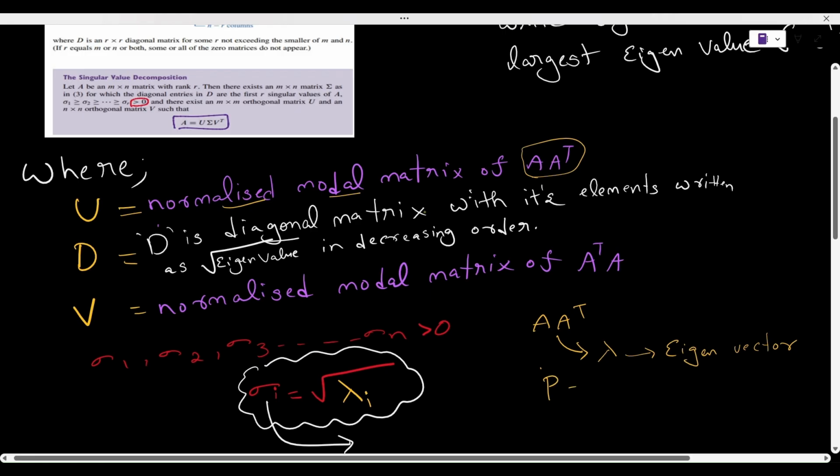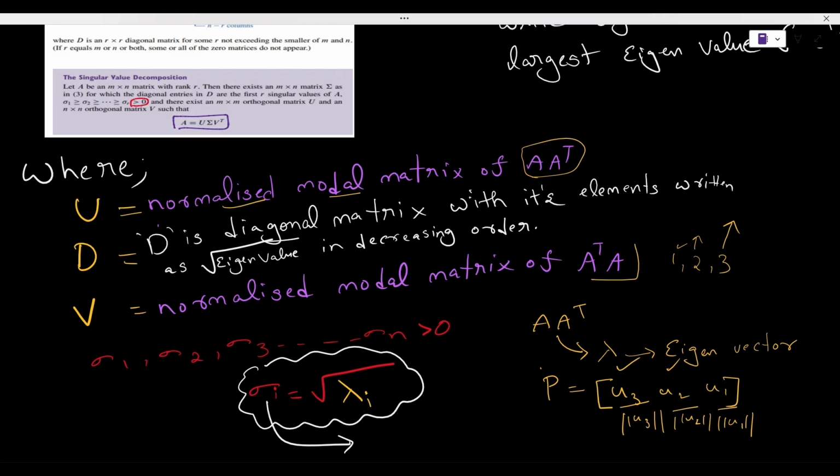Let T be the modal matrix of A into A transpose. Then the eigenvector corresponding to the largest eigenvalue should be written first, that is U3, U2, U1. For example, if 1, 2, 3 are eigenvalues, then the eigenvector corresponding to 3 should be written in the first column, 2 in the second column, and 1 in the third column. Then divide the matrix columns by the norm of each vector. The matrix thus obtained is called the normalized modal matrix of A into A transpose. Similarly, find the normalized modal matrix of A transpose into A.